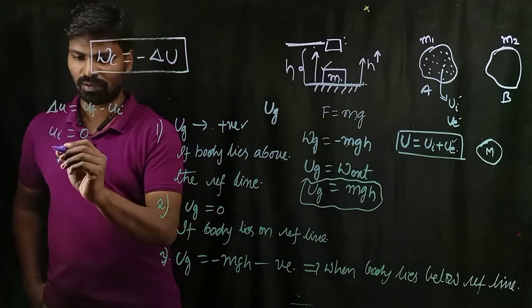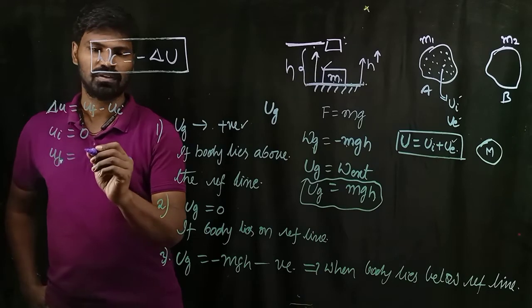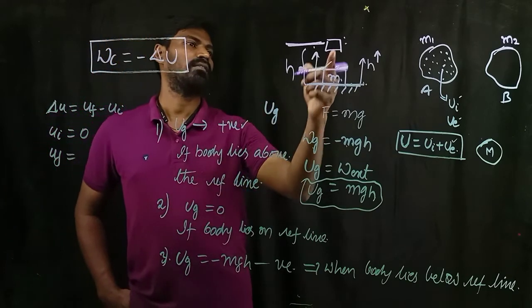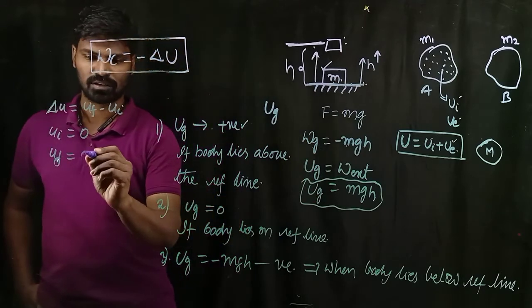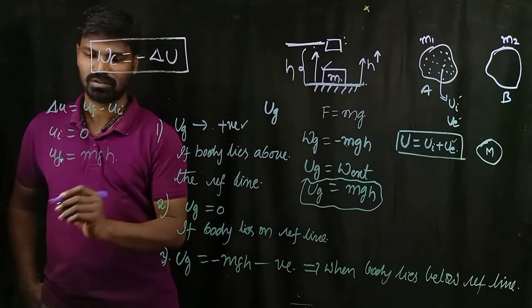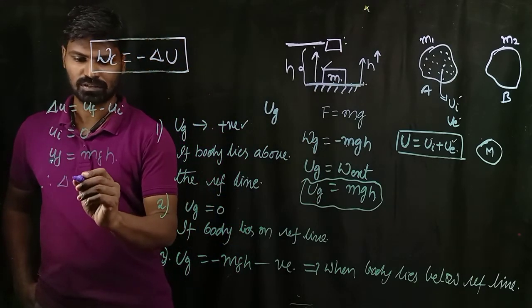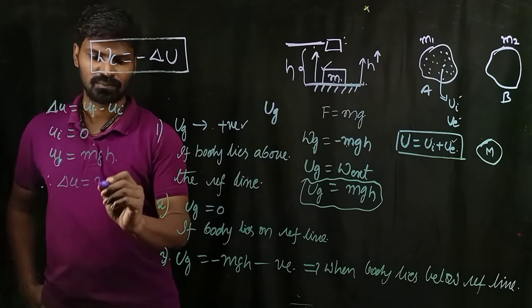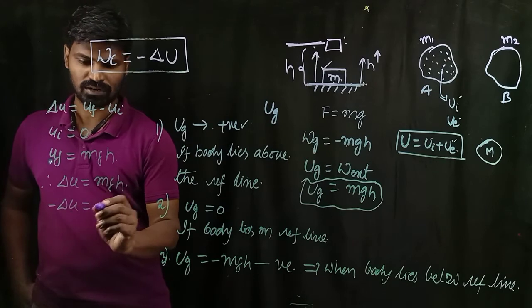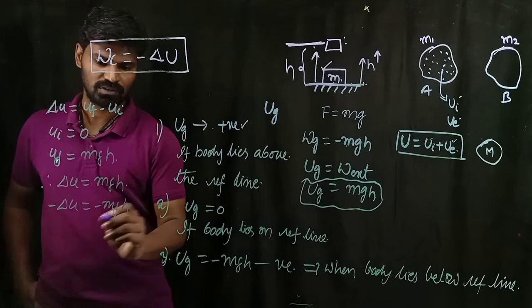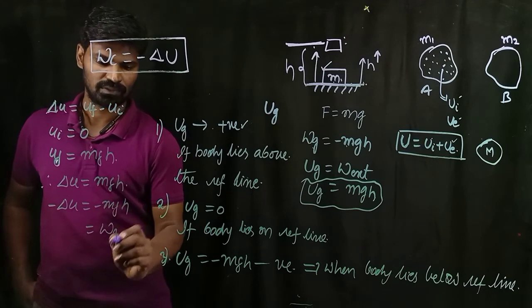0. What is the final potential energy? Uf is equal to what can you write? When it is raised through a height h from this reference level, potential energy is how much? mgh. Therefore change in potential energy delta U is equal to mgh only, and negative of change in potential energy is minus mgh, which is nothing but work done by gravity.